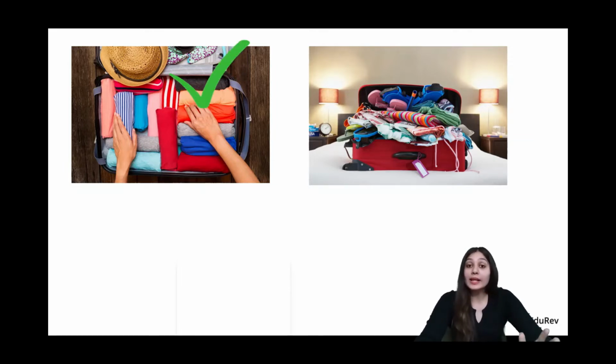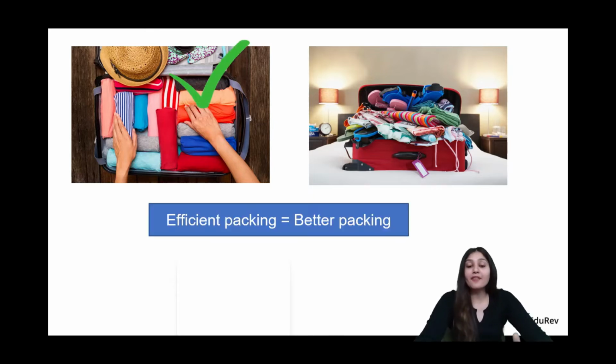So of course it's quite clear that the first one is a more efficient packing, and efficient packing basically means a better packing because we are able to pack more amount of things in the same space. That is basically what efficient packing is. So now we'll just extrapolate this concept to our solid state and the unit cells which we have studied priorly.